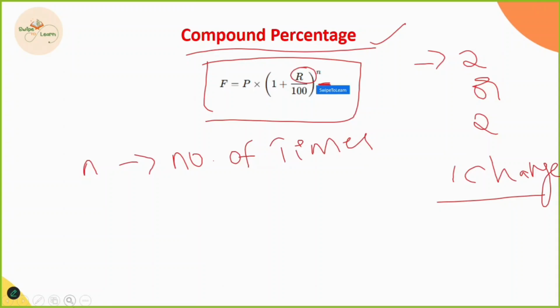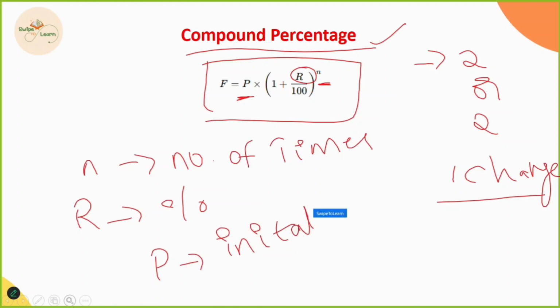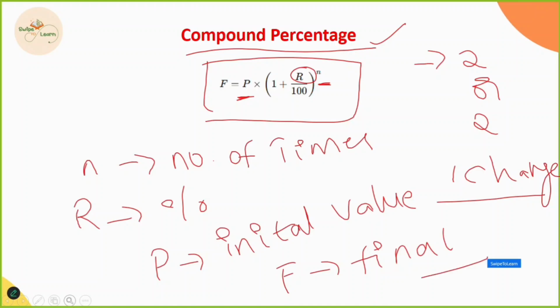And R is the percentage change. Whether it is an increased percentage or a decreased percentage, it will be denoted with R. And P is the initial value given in the question. And F is the final value which we need to calculate after the percentage has changed over time. So this is the basic for a compound percentage.